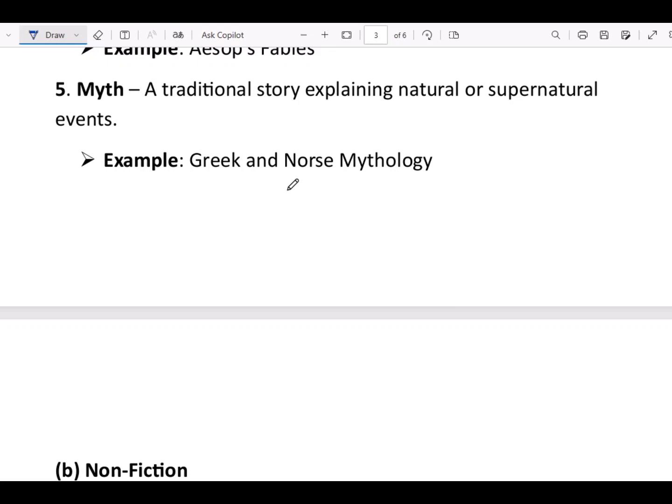A myth is a traditional story that explains natural or supernatural events. For example, Greek and Norse mythology. If we talk about some of the classical literature works, we'll see that the theme of mythology was very much presented there.